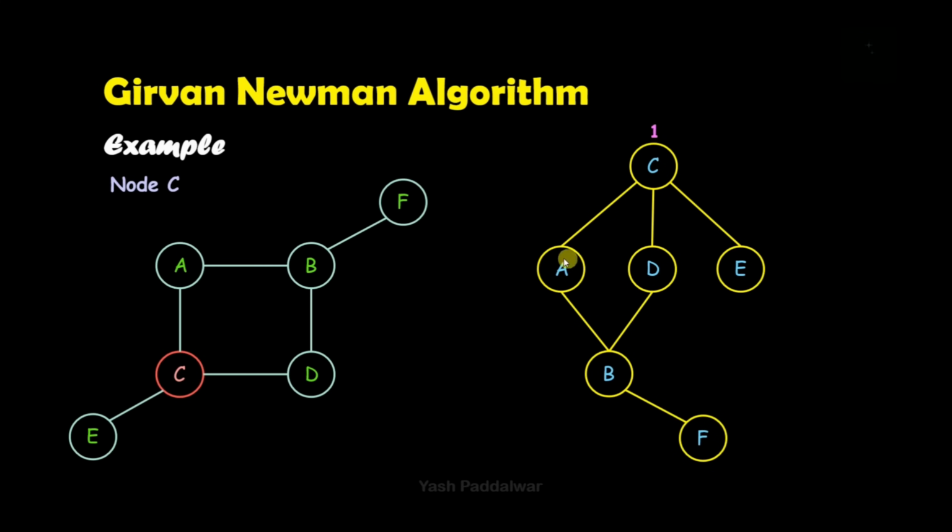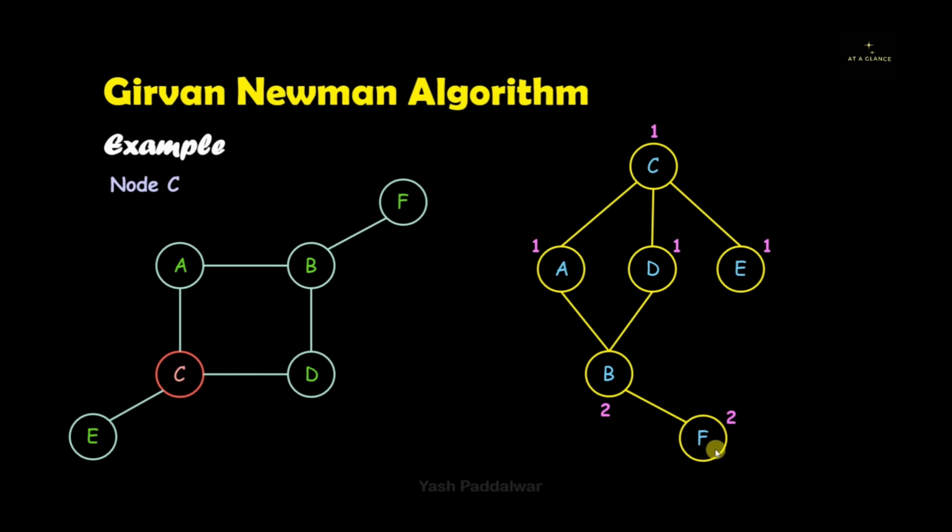Now we'll calculate the node weightages. So here the node weight of the root node will be 1. Now there is only one single path for reaching from the root node to the nodes A, D and E. So the node weightages of A, D and E will be 1. Now there are two paths for reaching from the root node C to B. The first path is CAB and the second path is CDB. So the node weightage of the node B is 2. Similarly, for reaching from the root node C to F, we have two paths. First is CABF and second is CDBF. So node weightage of the F node is 2.